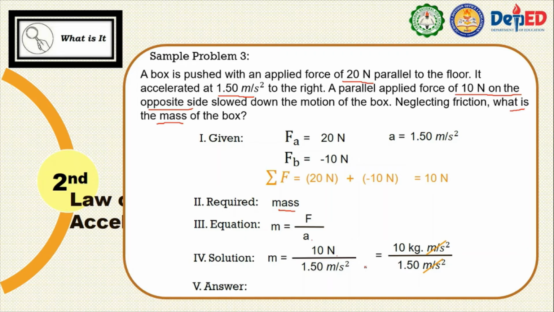So, 10 divided by 1.5 is equal to 6.67 kilograms. So, ang mass ng box is 6.67 kilograms, and that is your final answer.